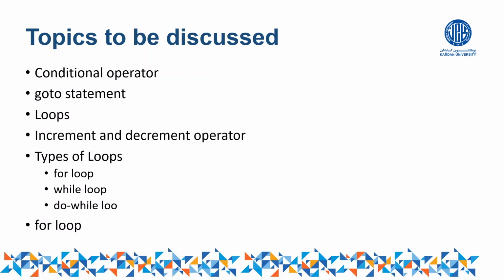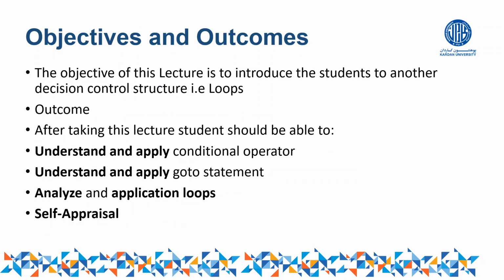We will know the syntax of the for loop. We will also cover the flowchart of the for loop. Now, objectives and outcomes of today's session. The objective of this lecture, or we can say the objective of this chapter, is to introduce the students to another decision control structure, and that is loops.